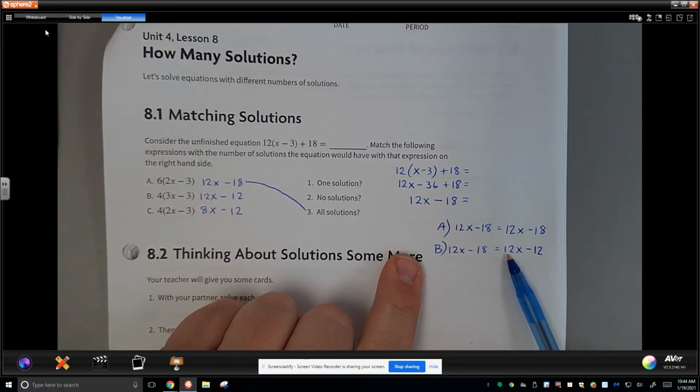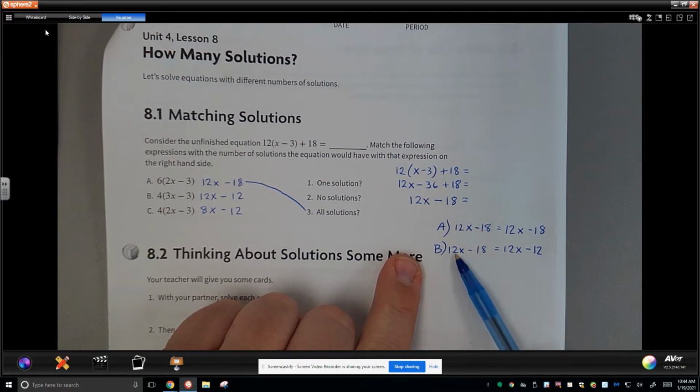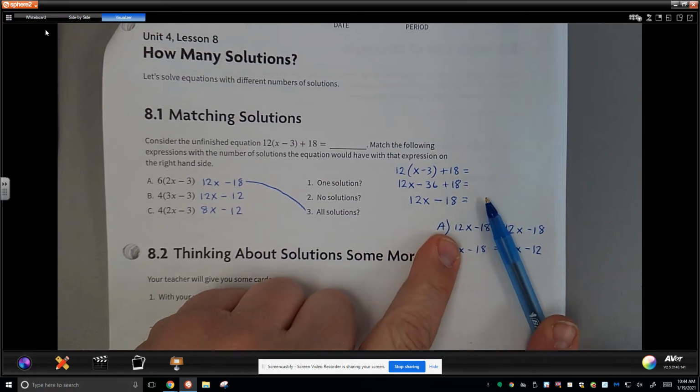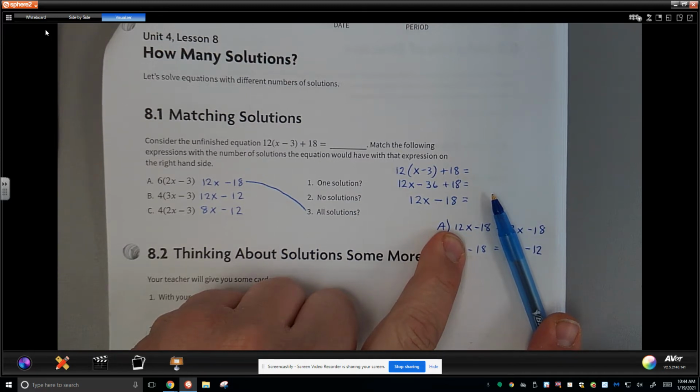The reason I can eliminate that is because if I subtract 12x from both sides, that eliminates that value, and what I'm left with is negative 18 equals negative 12. That is absolutely a false statement. That will never, ever be a true statement.